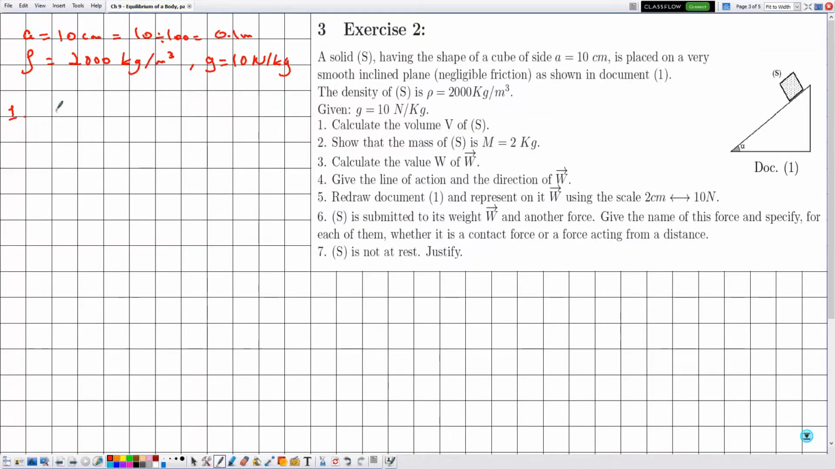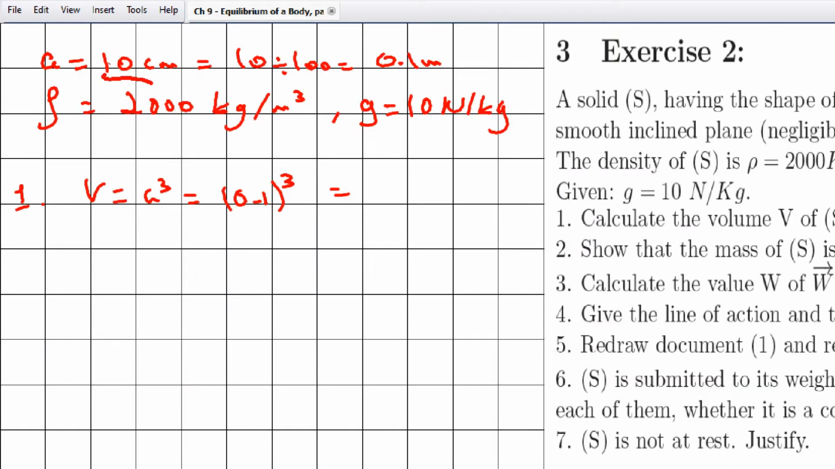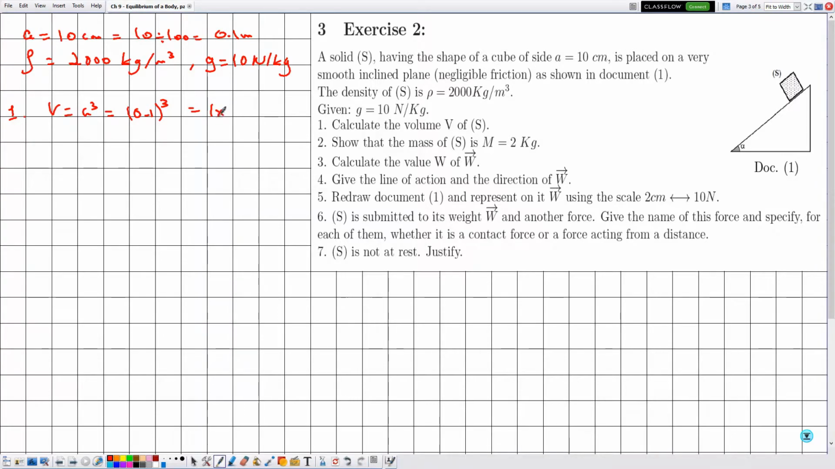We know that V, because it is classified as a regular shape, is given by A to the power 3, which is 0.1 to the power 3. Plugging this on the calculator, we always use the value which is in the SI, not the given one. It is given by 1 times 10 to the power minus 3. Since the side is expressed in the SI, the volume V will be expressed in the SI, which is meter cube. So the volume V is given by 1 times 10 to the power minus 3 meter cube.